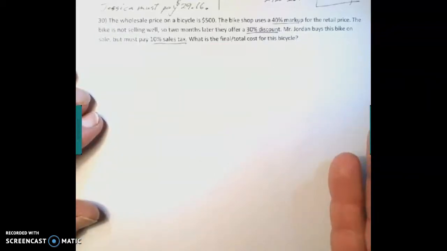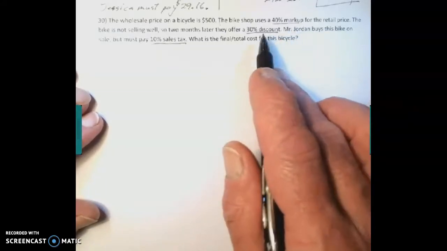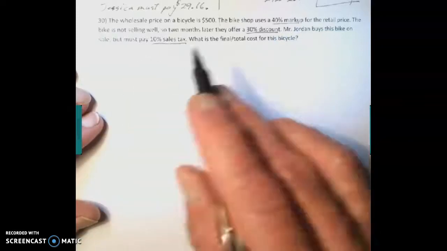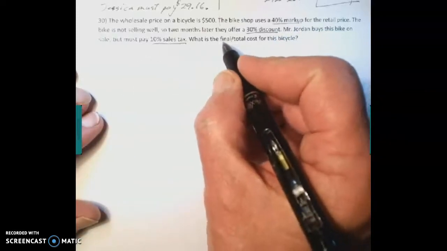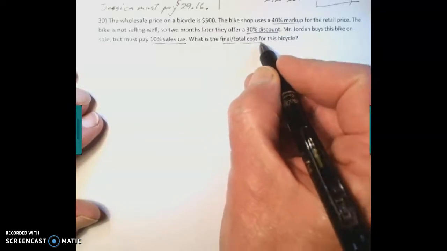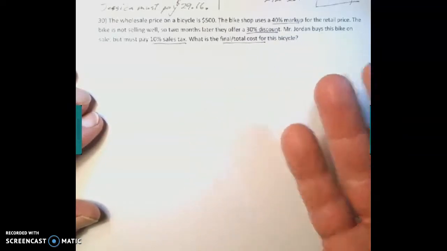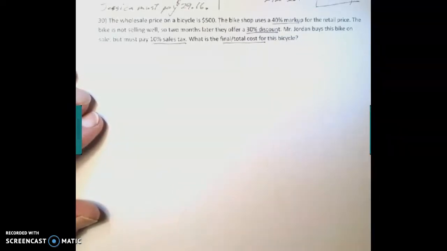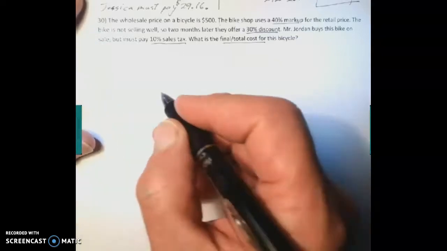So this is a successive percent problem. We've got 3 different things to do: the markup, the discount, and the sales tax. They're asking us again to find the final total cost, after the markup, after the discount, and including the tax. How much would he have to pay for it totally? Since we're looking for the final price, again, I would urge you to use the new over original.